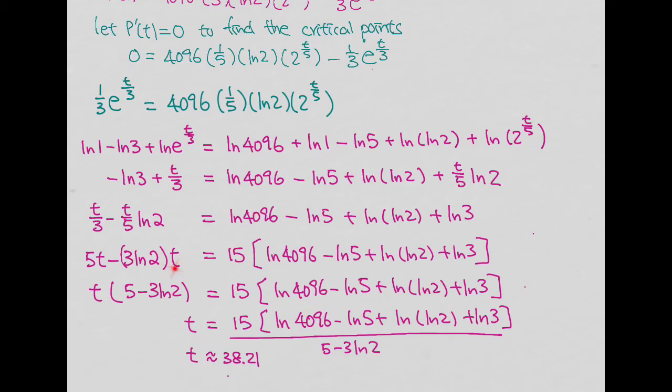After that, we're going to factor out the t. And since we want to find t, we're going to divide both sides by 5 minus 3 ln 2. So this is our exact answer. And if you put it on the calculator, you will see t is approximately 38.21 minutes.